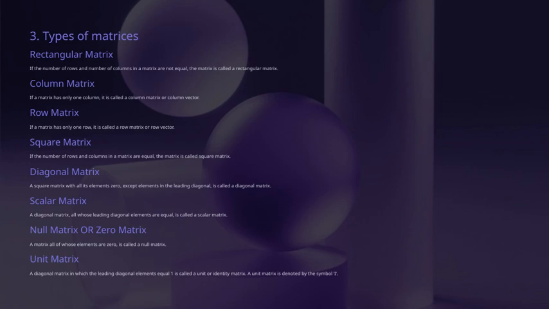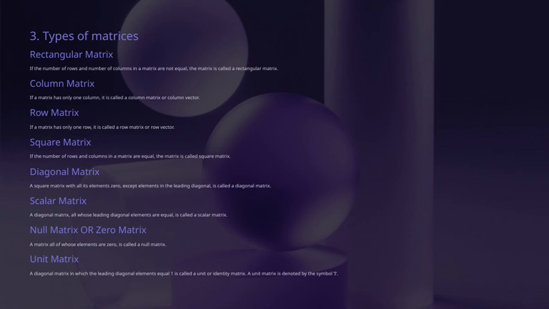This one is quite straightforward. All of its elements are 0. It's useful for representing the absence of any value or influence in matrix operations. Moving on, the scalar matrix is a diagonal matrix where all the leading diagonal elements are equal. But unlike the identity matrix, these elements can be any number, not just 1. This type of matrix is important when scaling vectors or other matrices uniformly.